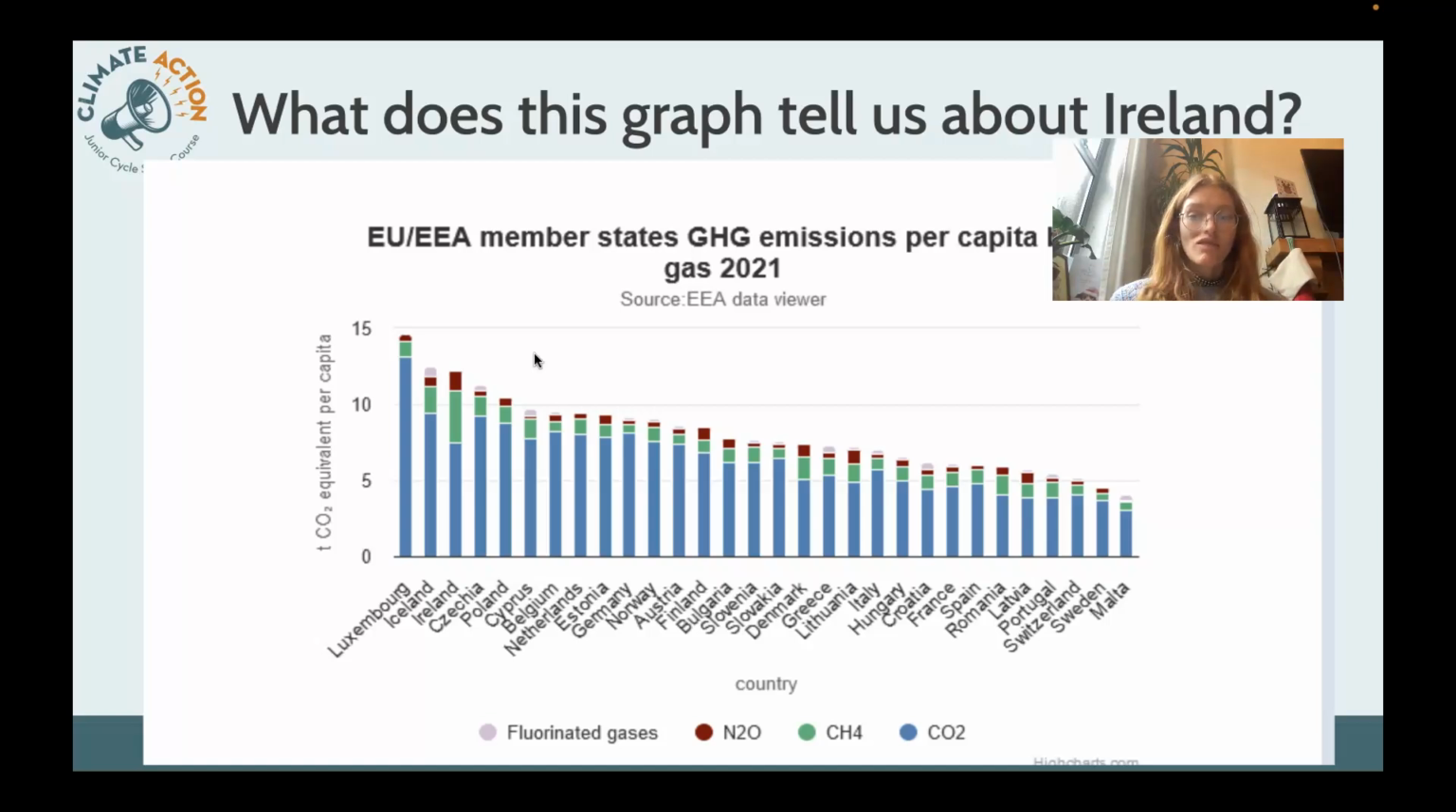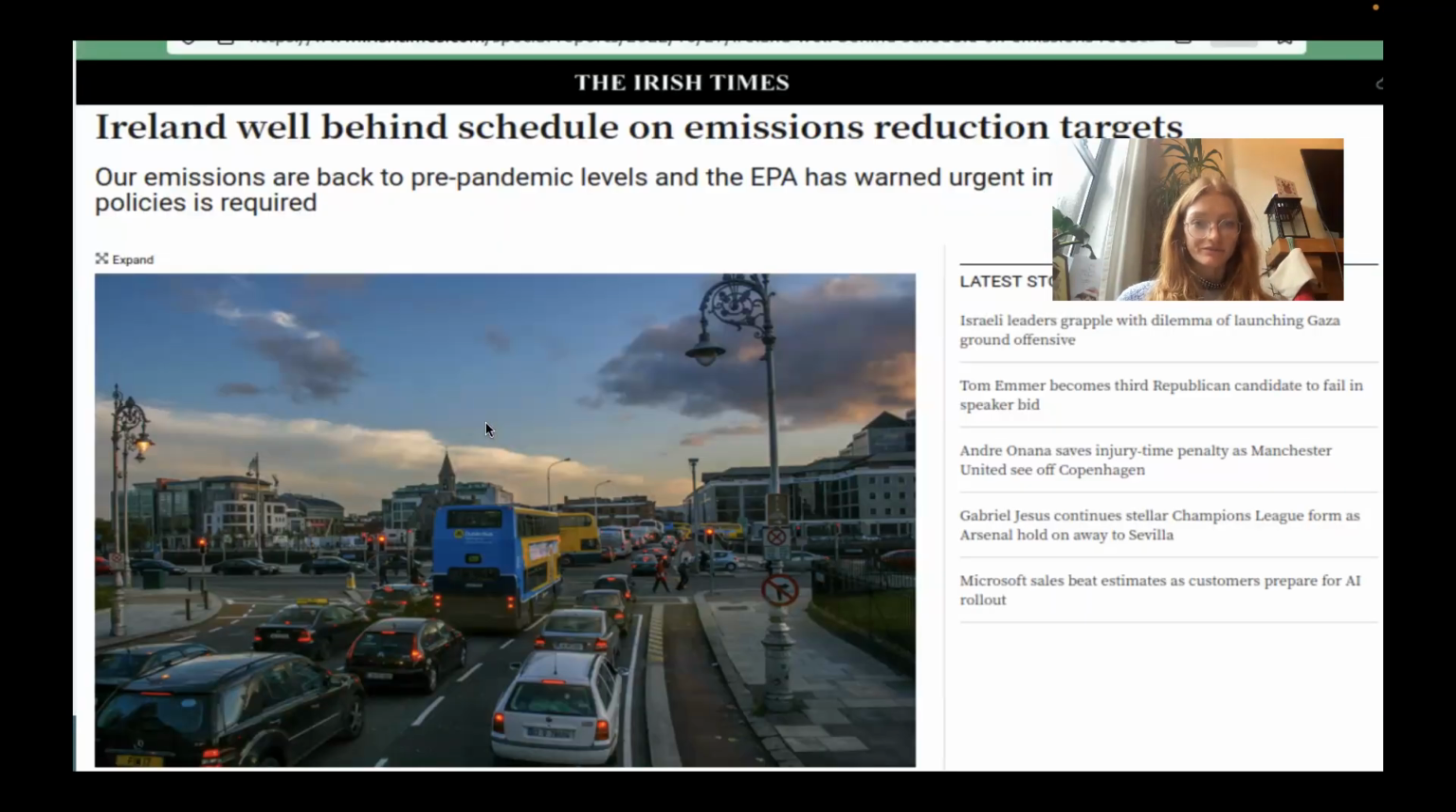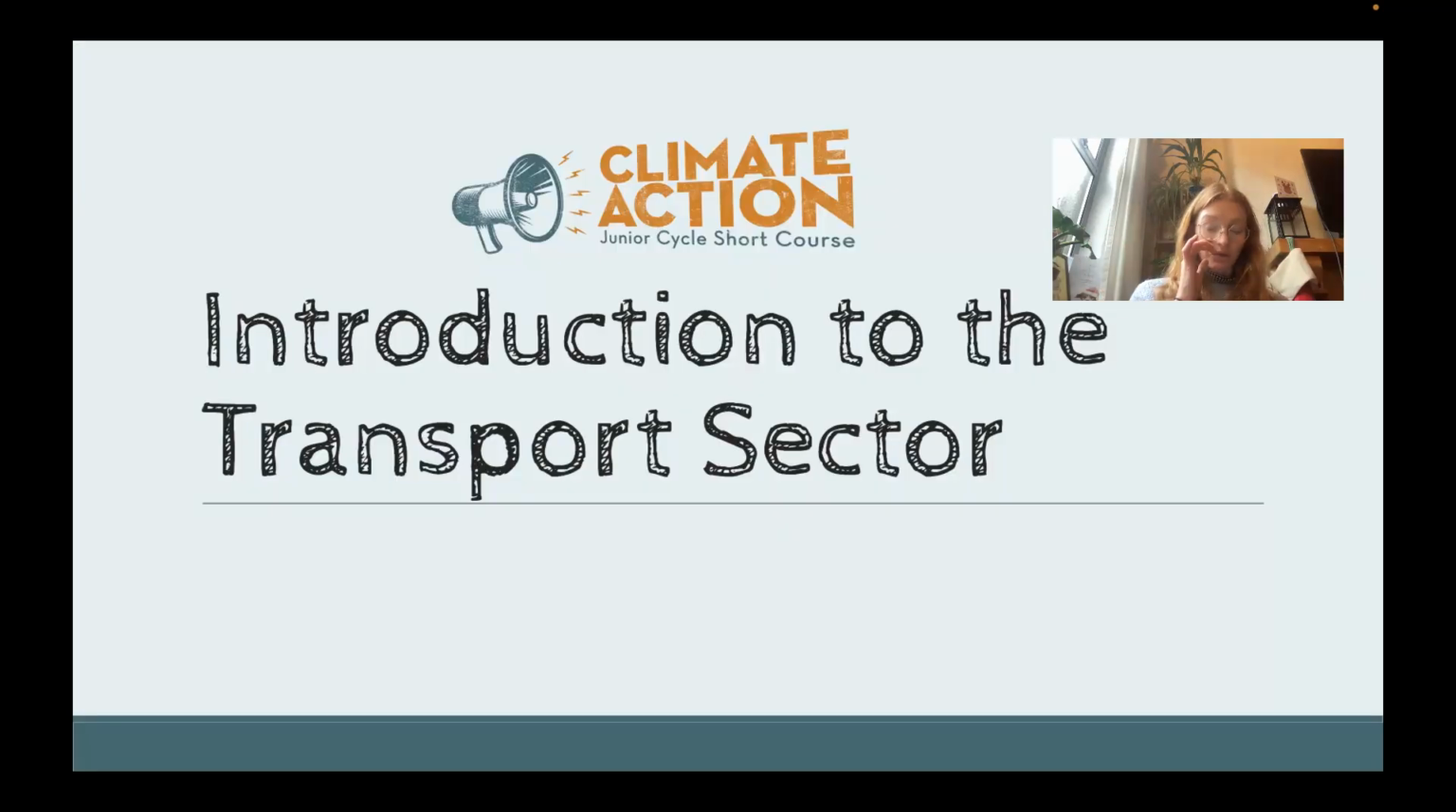And just looking at that, in general, we're well behind schedule on reducing our emissions. We're not doing well, and you can have a bit of a discussion about that. So that's an overview of where we're at with emissions in Ireland as of 2021-22. It's the latest data as of the end of 2022 or 2023.